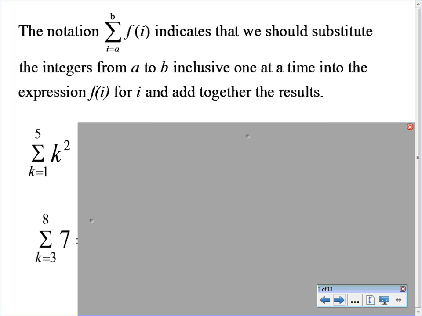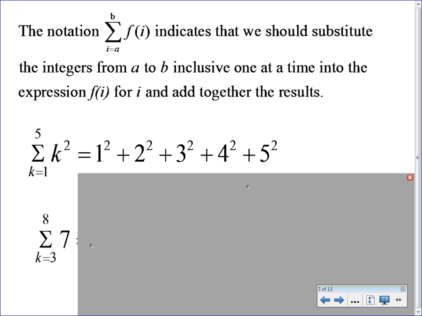So what does this mean? I'm going to plug in 1 through 5 into k squared and add them up. Okay? 1 squared plus 2 squared plus 3 squared plus 4.